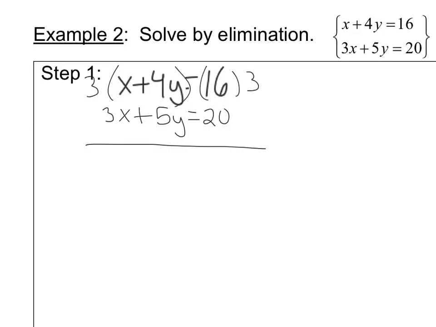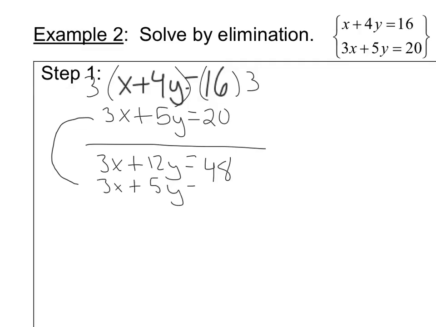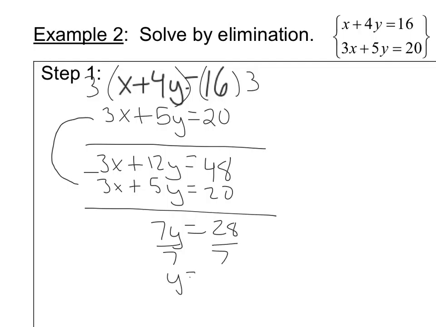And then bring it down, and then I'm going to bring it down here. So you get 3x plus 12y equals 48. Alright, and then what you need to do after that is to bring it down and copy. So 3x plus 5y equals 20. Subtract. 3 minus 3 is 0. 12 minus 5, 7y. 48 minus 20, 28. Divide by 7, you get y equals 4.